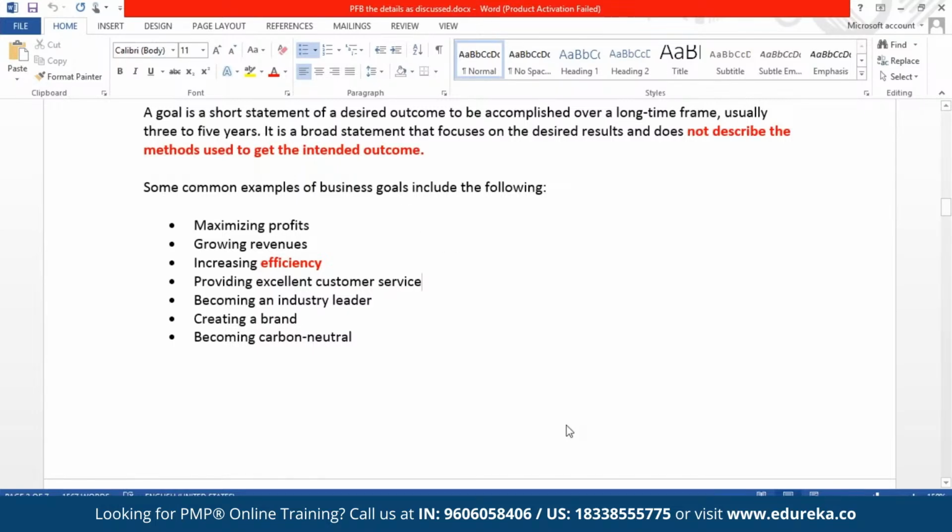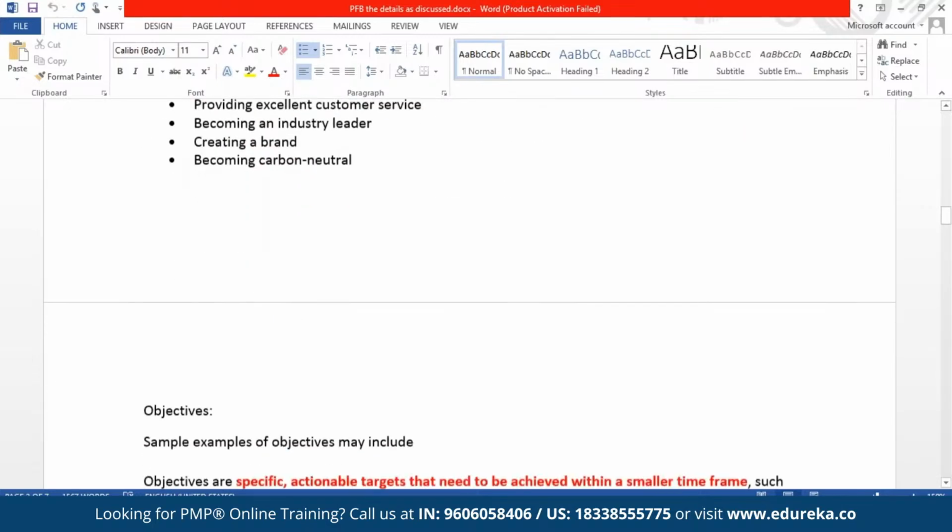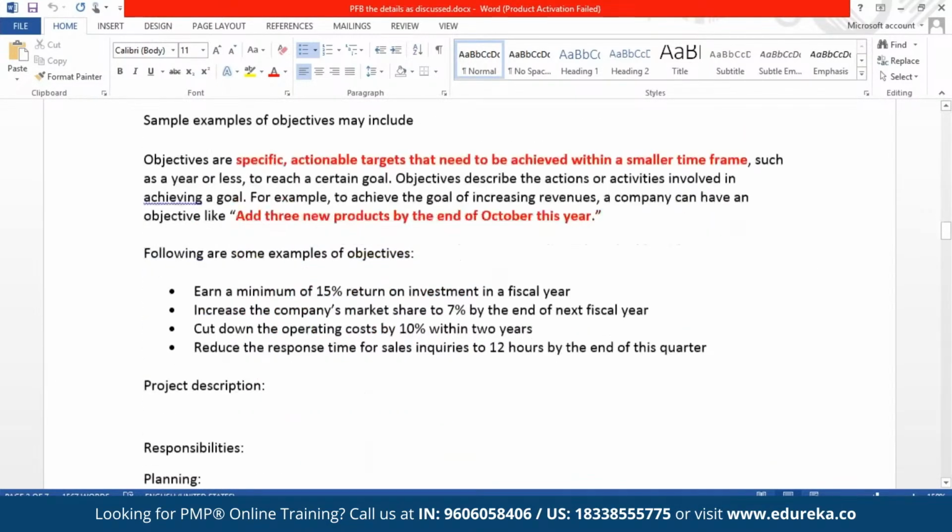So primarily as seasoned project managers, it is very important that we have a good understanding about what is the difference between a goal and an objective. That's the first important thing as part of managing projects. Then what are objectives? Objectives are specific actionable targets that need to be achieved within a smaller time frame. Objectives describe the actions or activities involved in achieving a goal. So through objectives, we are going to achieve the goal.